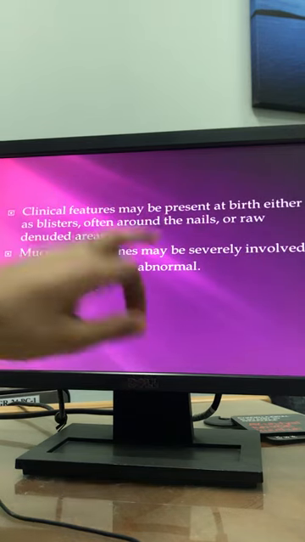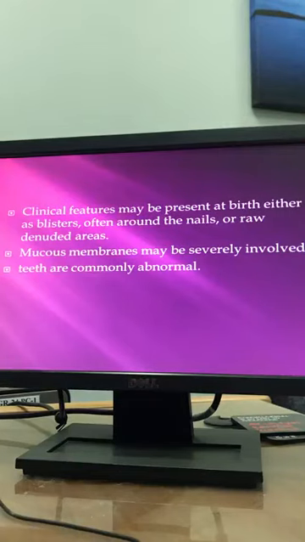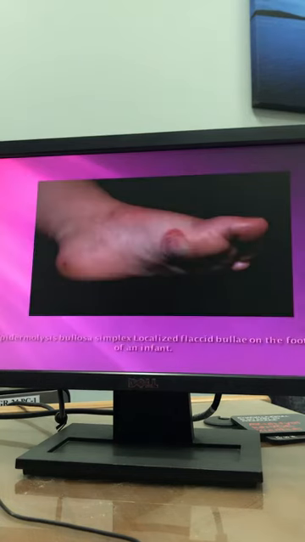So mucous membranes in junctional epidermolysis bullosa may be severely involved. Teeth are commonly abnormal, so this patient will have difficulty in feeding. You need to cooperate with the pediatrician and dietitian for his sake of living.